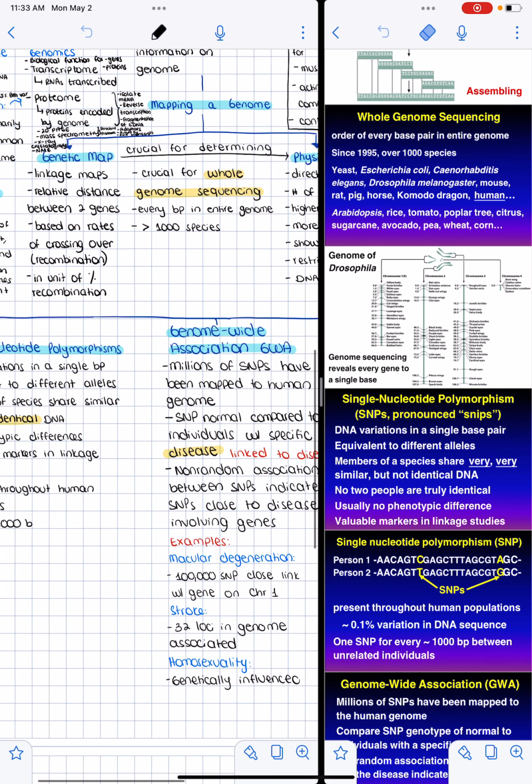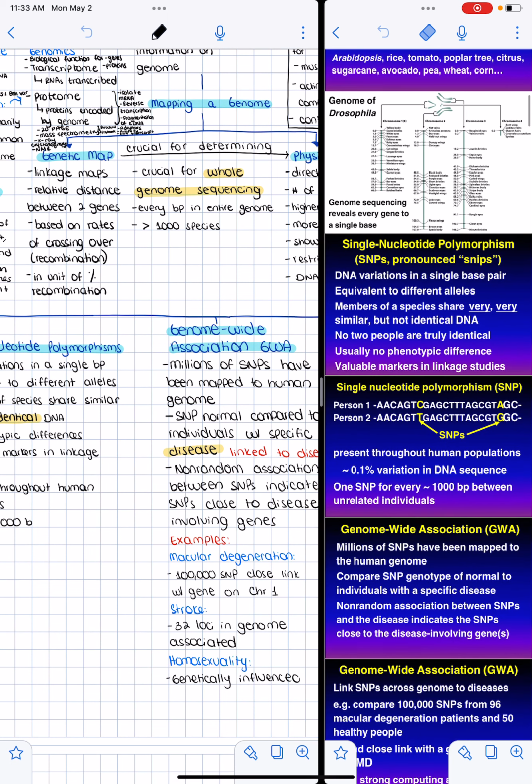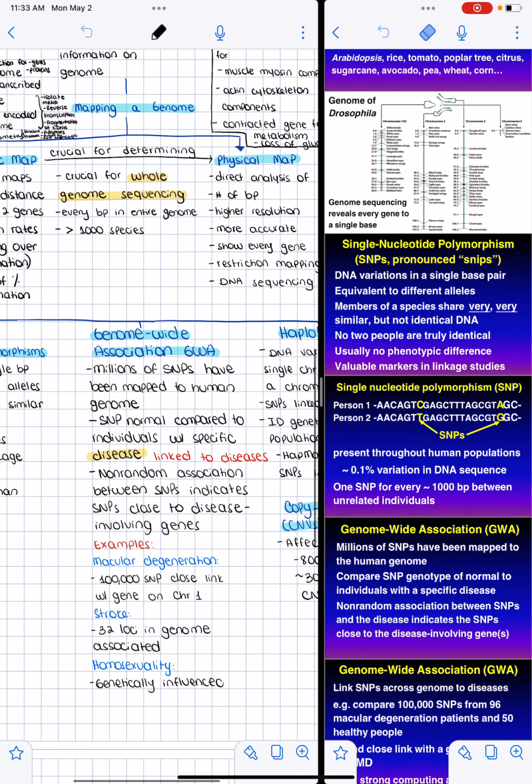So, for example, person 1 might have a C in this position, but another person might have a T in the position of the C, or an A in the position of the G, and everything else remains the same. Millions of single nucleotide polymorphisms have been mapped to the human genome. This is part of genome-wide association.